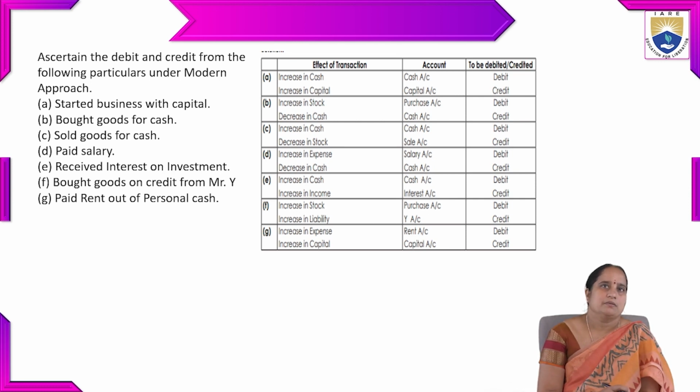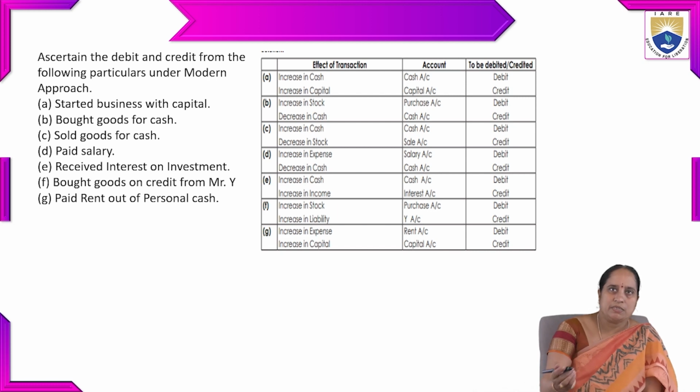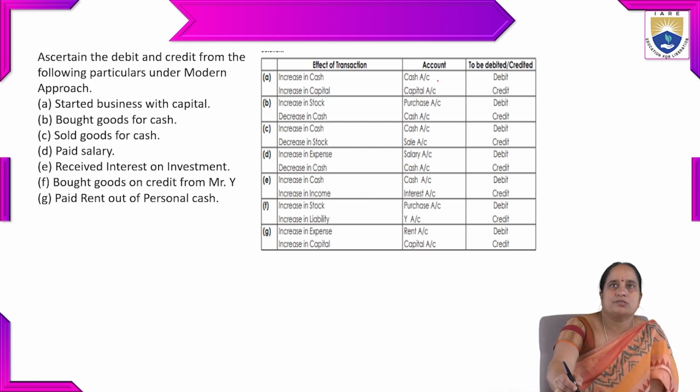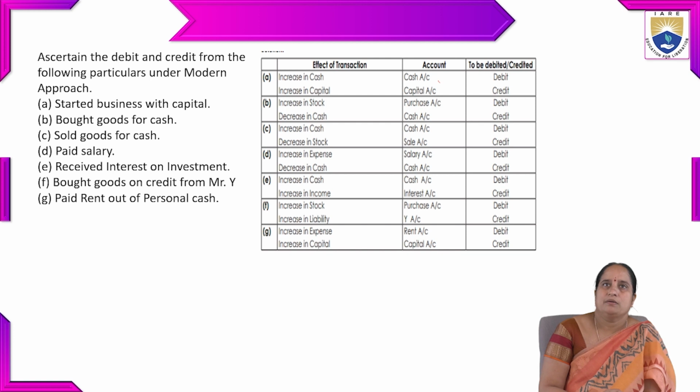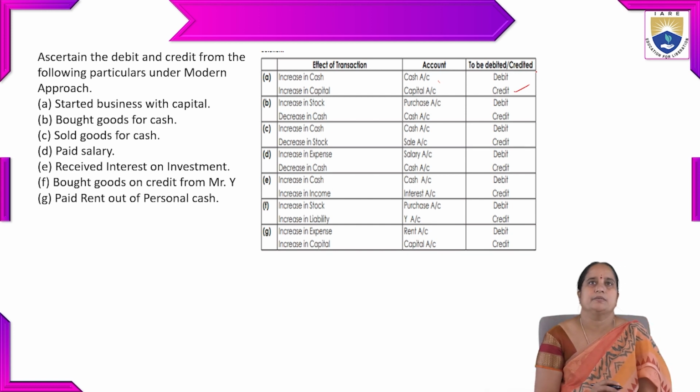Ascertain the debit and credit from the following particulars under the modern approach. Started business with capital. If you see the effect, increase in cash, increase in capital. As there is an increase in cash, the type of account is known as cash account and that should be debited, and increase in capital account, it should be credited.